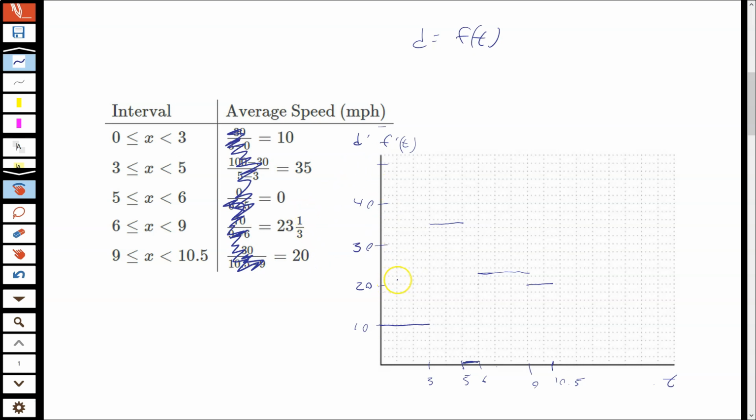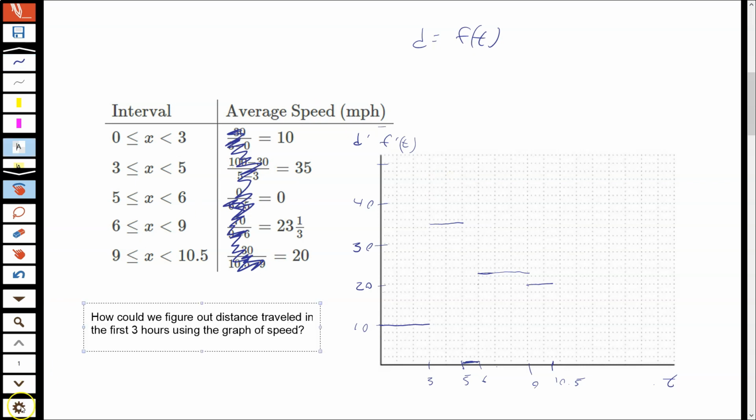My question for you is, how could we figure out what the total distance would be for the first 3 hours? I know I'm going 10 miles per hour for 3 hours, or 10 kilometers per hour rather.